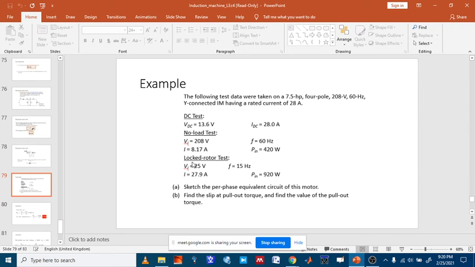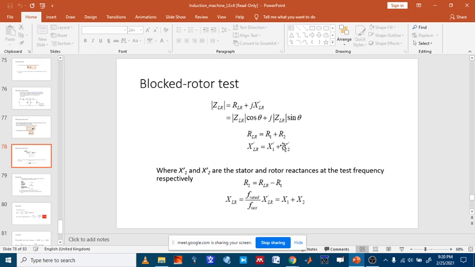So for the lock rotor, given the line current and line voltage, which is 25 volts, the frequency is 15 hertz. This is the test frequency, 15 hertz. This is the rated frequency. F rated is 60 hertz. The test frequency is 15 hertz.